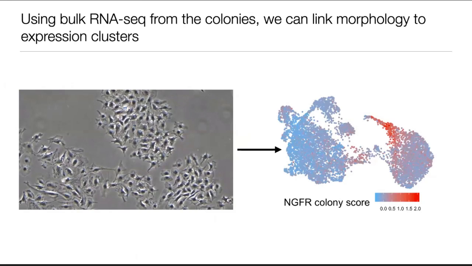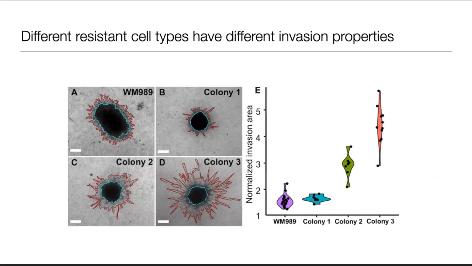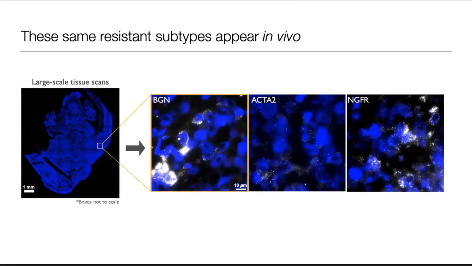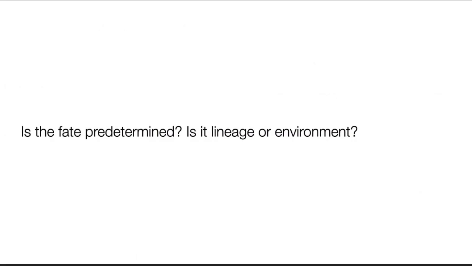Using bulk RNA-seq from these colonies, we can link these morphotypes to the expression clusters. So those also match up pretty well. And these different types of cells are not just, oh, they look different. They have very different properties that are relevant for cancer. So for instance, you'll find that they have very different invasiveness. I'm not showing these data, but there's also big differences in proliferation between these different resistant types. And it's not just some cell culture artifact. If you do these patient-derived xenograft models in mouse, you can find all of these same resistant subtypes appearing in vivo as well.